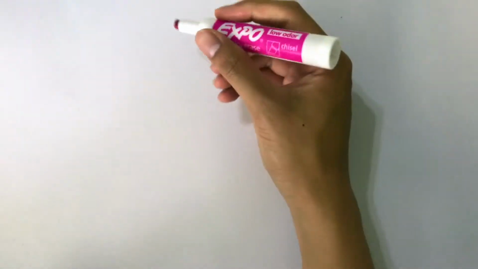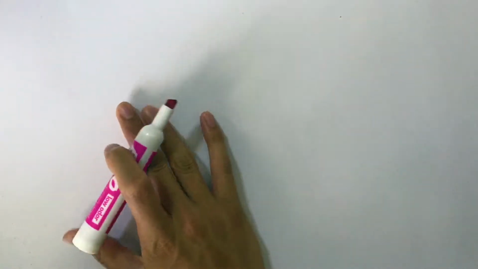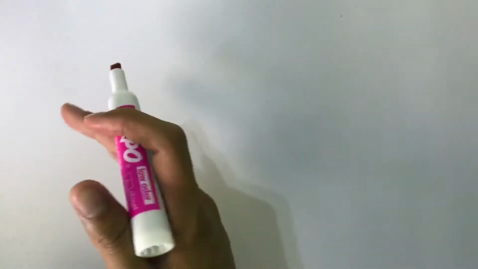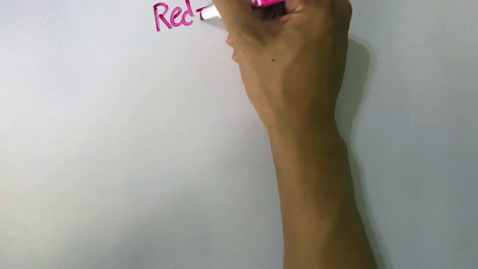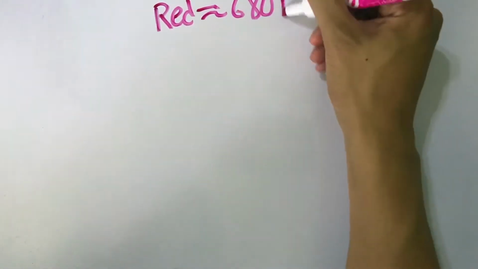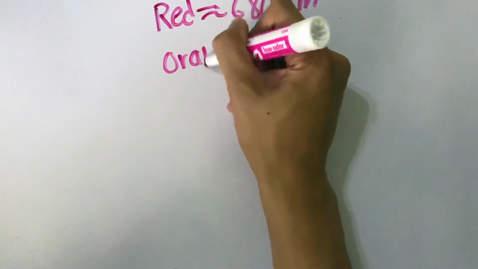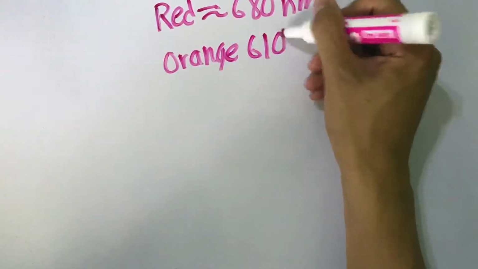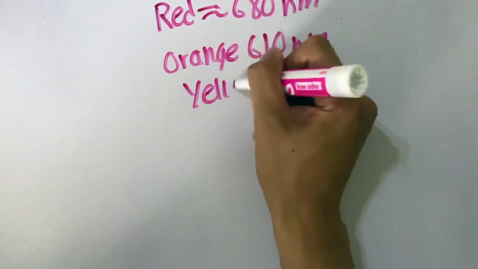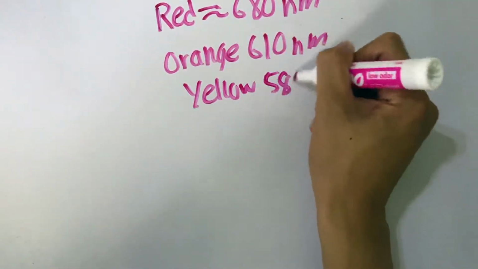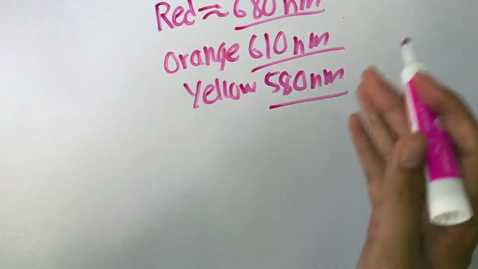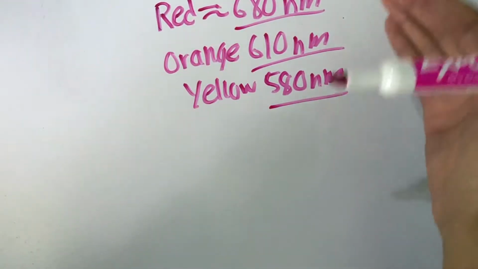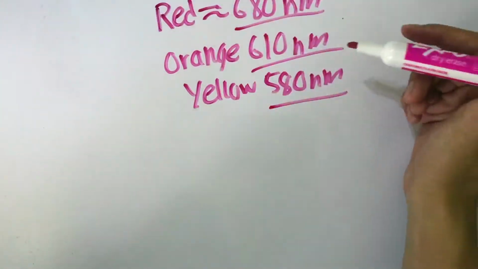One thing I forgot to mention is that visible light is divided into many colors, and these colors have a certain wavelength to them. For example, red is usually around 680 nanometers, orange is around 610 nanometers, yellow 580, and so on. So these have specific wavelength ranges that you have to attain in order for this color to appear.